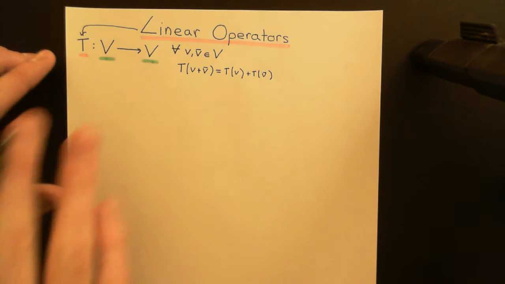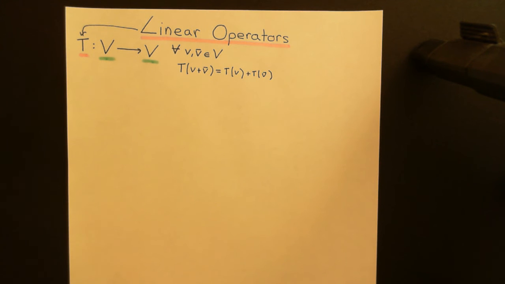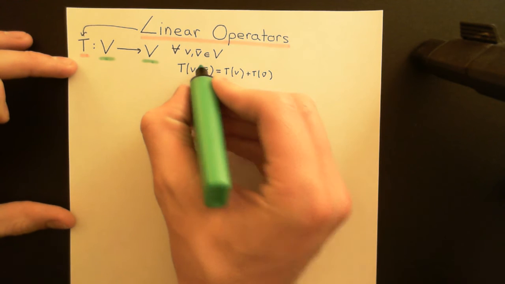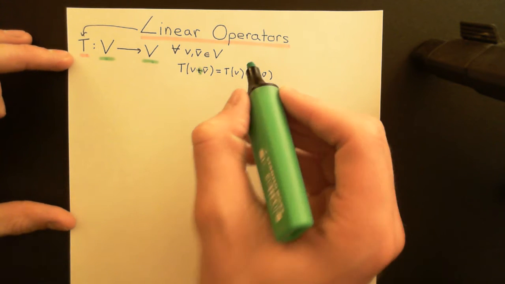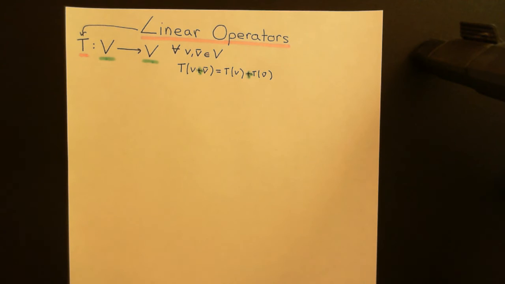Now of course in this case our domain vector space and our codomain vector space are exactly equal to one another, so when T is a linear operator, these two additions are going to be addition in the same vector space, so I might as well colour them in the same colour there.